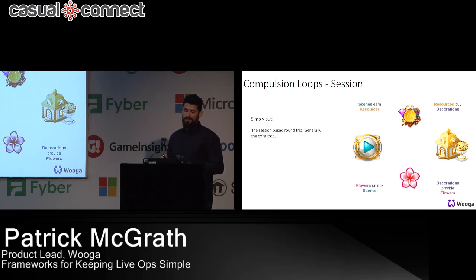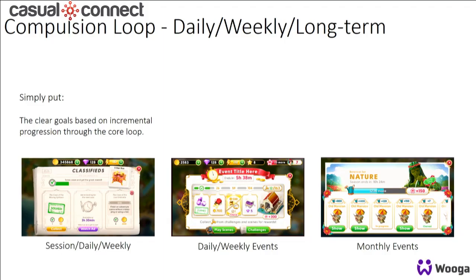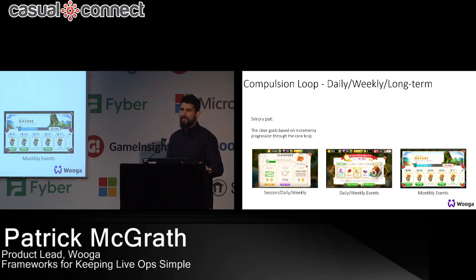Now, the next ones are really where LiveOps takes off, because it's the daily, weekly, and long term. This is where the gameplay itself is leveraged in a way that gives you clear goals based on that incremental gameplay. For June's Journey, we have classifieds, which we'll go into later, and this is our task-based system, which has a session, daily and weekly component. Of course, you have events, which can take care of almost all of this, depending on how you want to leverage that and how many different types of events you have in your game.